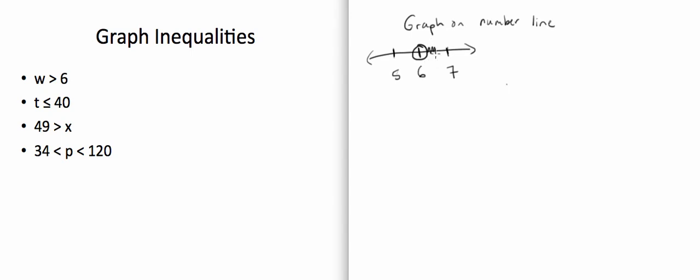Well, numbers greater than 6 are to the right, so we shade that way. Next we have T is less than 40, not 140. We have T is less than 40. We've got 40, 41, 39 over there.